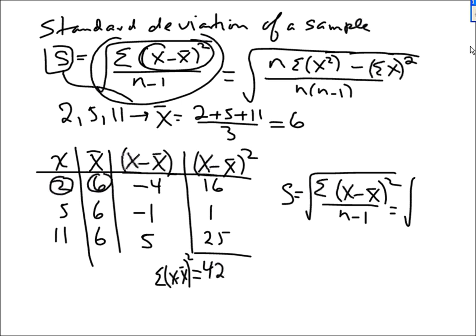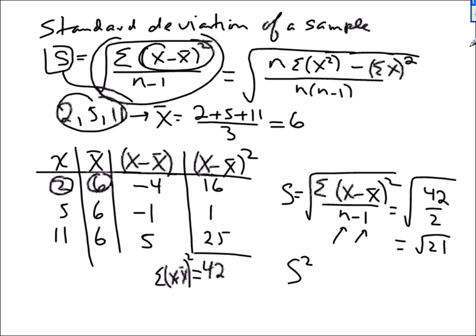Well, I have the numerator. It's 42. And n was 3. N is the number of numbers. There's 3 numbers. Take away 1, that's 2. So I get the square root of 21. And the variance is denoted by s squared. If you square this, well, then you have to square that. The variance is 21.